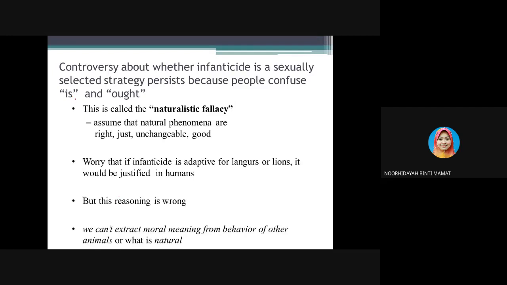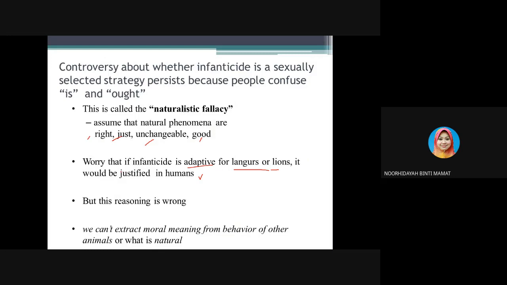So we call the situation the naturalistic fallacy. So it assumes that the natural phenomena are right, just, or unchangeable, and that this phenomena is good. The infanticide phenomena is good. So we also worry that if the infanticide is adaptive to langurs and also lions, it also would be justified in humans. Okay, so this is really a controversy because this reasoning is wrong.